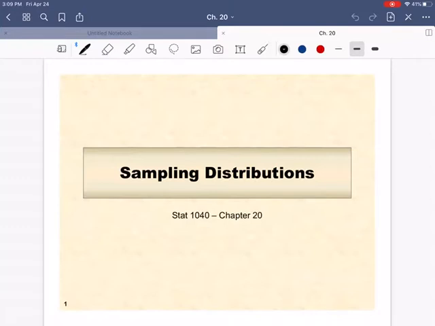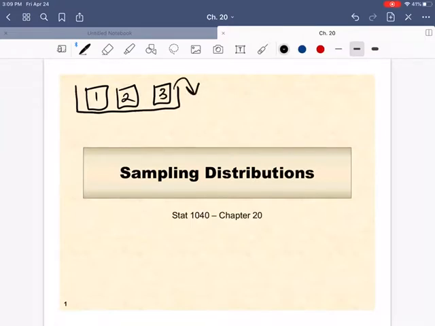Okay, chapter 20. Before we start this, just want to remind you, we've been working with box models. Let's say we have a box and inside it we've got a 1, a 2, and a 3, and we draw from that box, let's say 100 times, and then sum the results. From that, we can estimate what the results will show if I draw 100 tickets from this box with replacement and then add those 100 tickets.